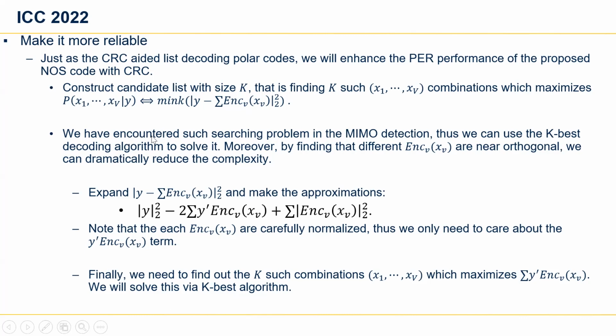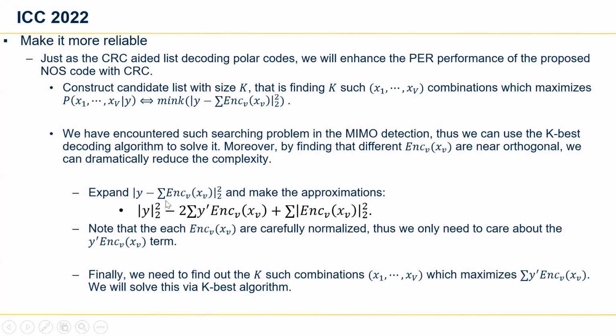We have encountered such searching problems in MIMO detection, and we can use algorithms like the K-best decoding algorithm for our scheme. Moreover, by finding that different codewords belonging to different sections are near orthogonal, we can dramatically reduce the complexity in calculating this metric.